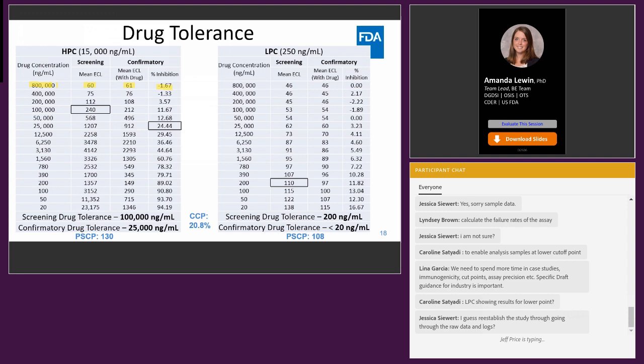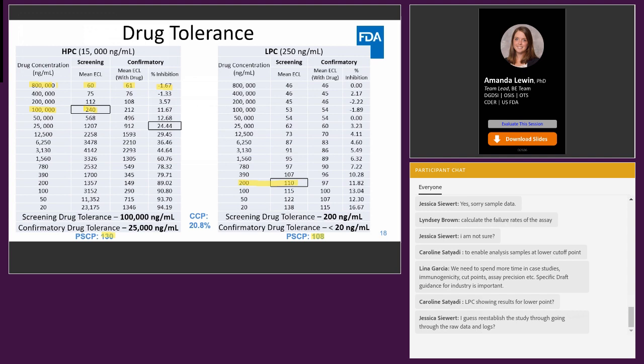So for the screening assay, the drug tolerance was determined to be 100,000 nanograms per mL for the HPC and 200 nanograms per mL for the LPC. So you can see here that for the screening assay, the signal did not rise above the plate-specific cut point of 130 until the drug concentration reached 100,000 nanograms per mL. Similarly, for the LPC, the signal did not rise above the plate-specific cut point of 108 until the drug concentration was at 200 nanograms per mL.